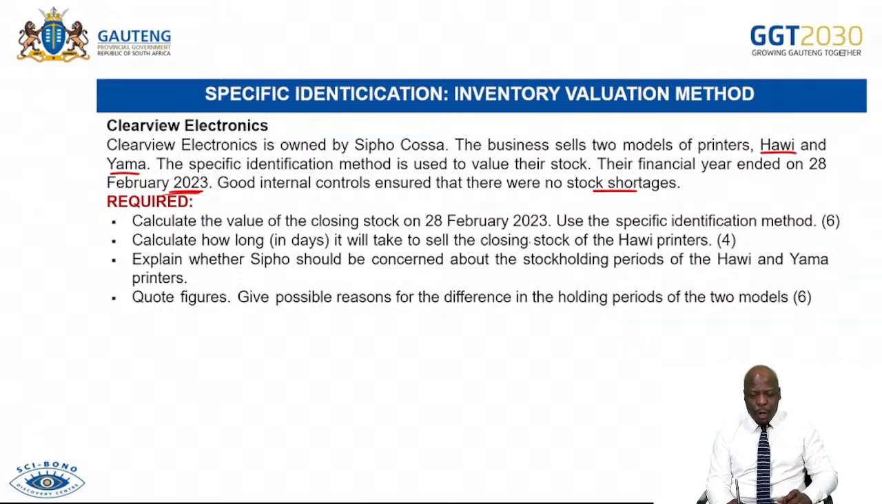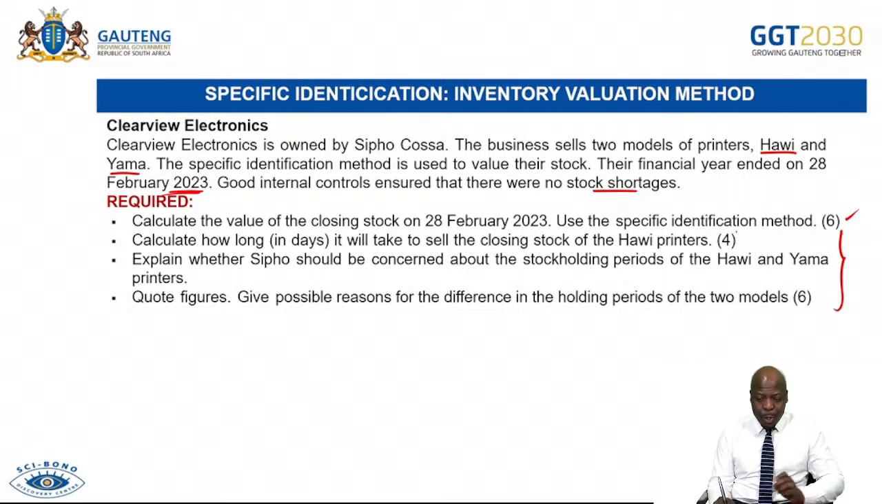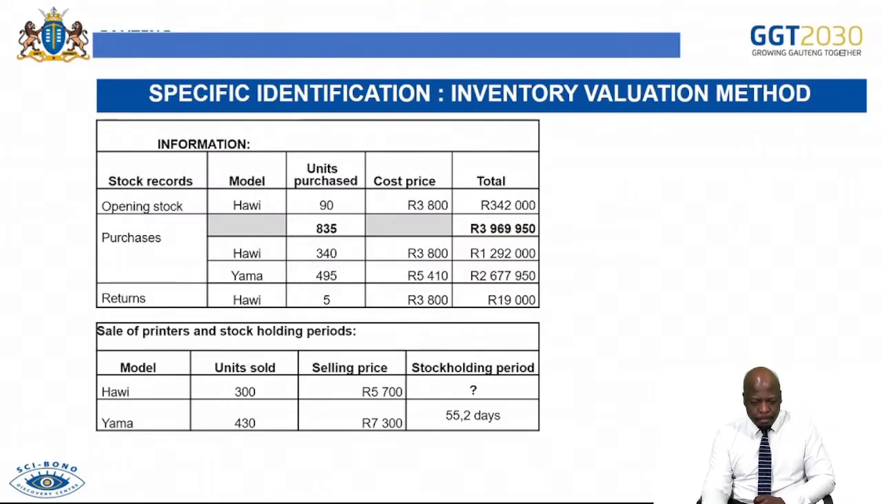Required: calculate the value of closing stock on the 28th of February. Use the specific identification method. And then we're going to do all of the other calculations as we go. But the first one is to calculate the value of closing stock using the specific identification method. Let's go. So we are given 2 different brands here. We have the Howie and the Yama.